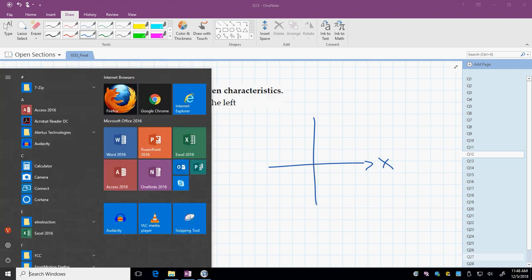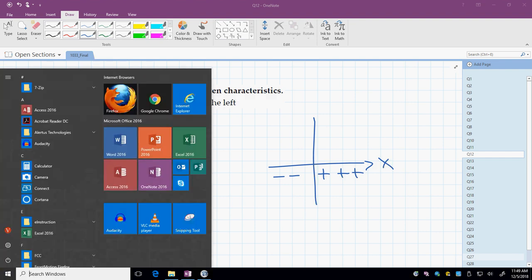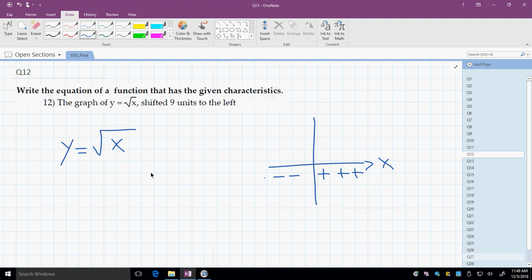whatever they're saying. If they're saying that it's moving left, we have to do positive because the right side is the one that has the positive numbers. Here are the positive numbers and here are the negative. So it's going to be to the opposite side. So it's going to be plus 9.